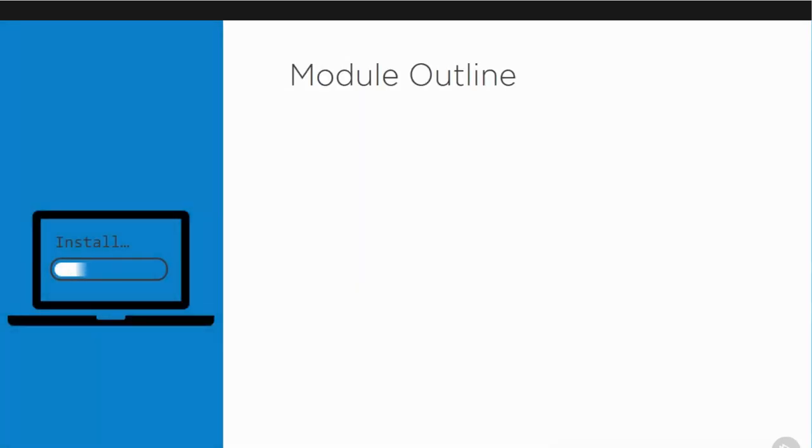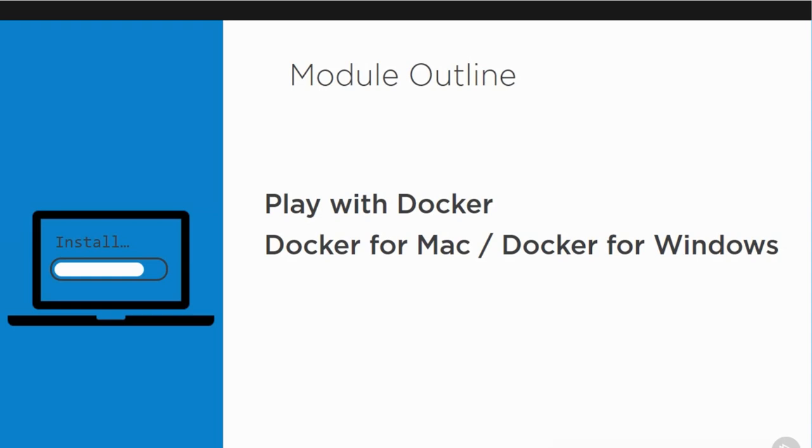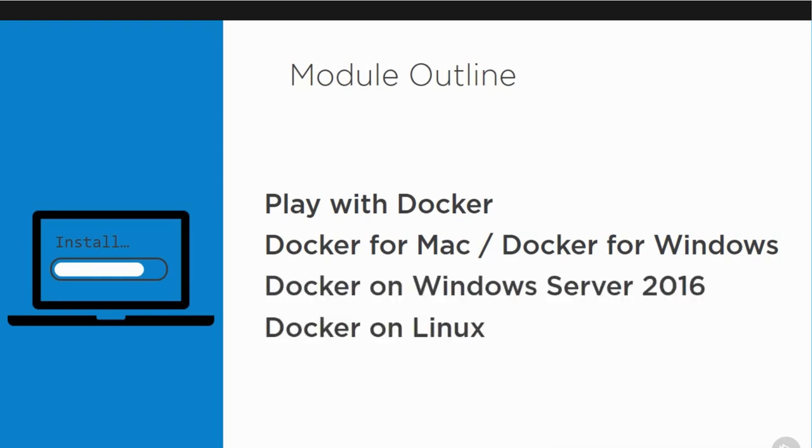Anyway, this is what we'll do. Play with Docker. Without doubt, my favourite way to get my hands on Docker. We'll do Docker for Mac and Docker for Windows, then we'll do a Windows Server install, and then a Linux install. Then once we're done with that, we are cracking on with the proper learning. So let's do it.